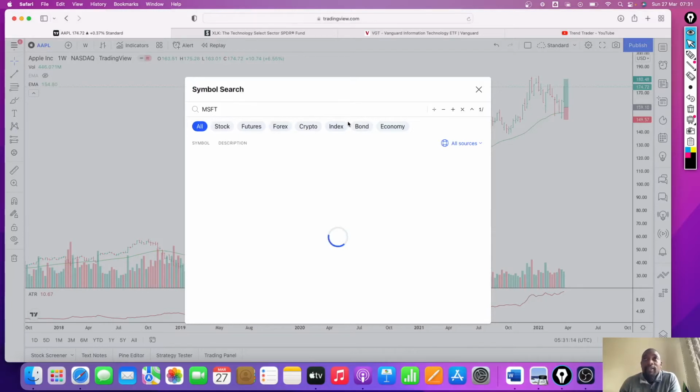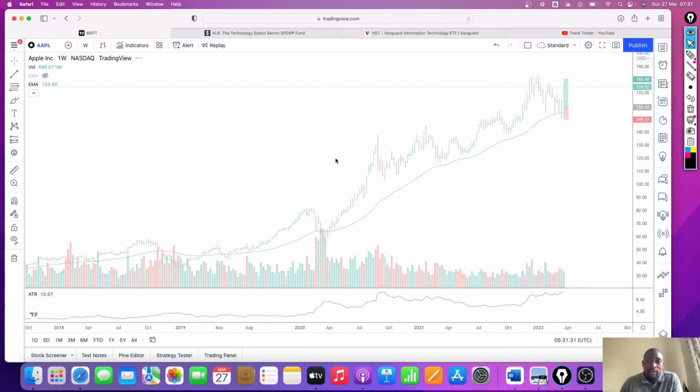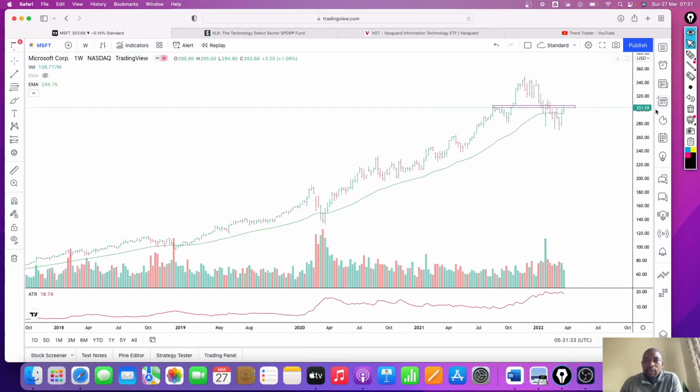Well, I guess my internet is slow, that's why it's taking longer to load. But we also have a position on Microsoft, and with Microsoft we're expecting the same thing, that it is moving up, and that's the whole reason why we bought Microsoft as well. Okay, so I will just show you on the chart.